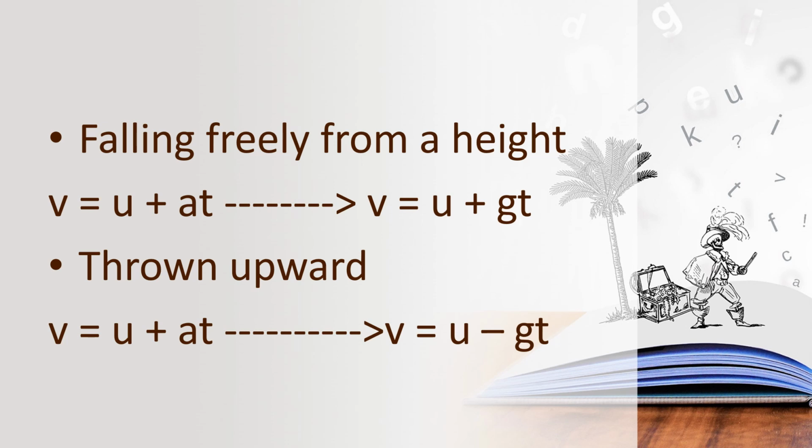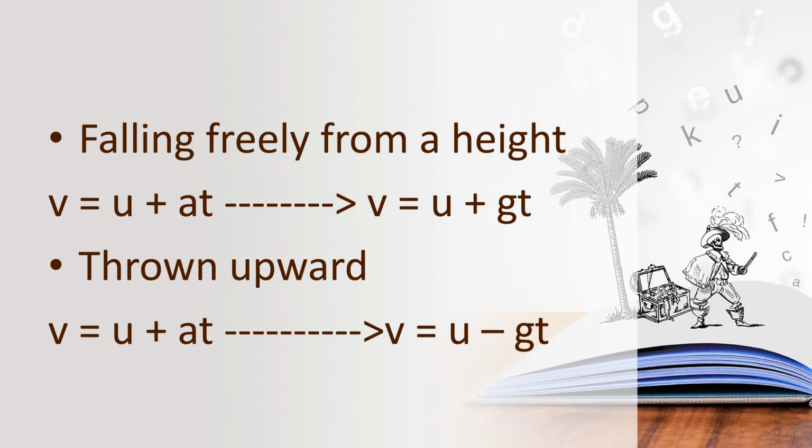9.8 meter per second squared. This is on earth. The acceleration due to gravity on earth, its value is 9.8 meter per second squared. So if a body falls freely from a height, what is the formula? V equal to U plus gt. If it is thrown upward from the ground, what is the formula? V equal to U minus gt.